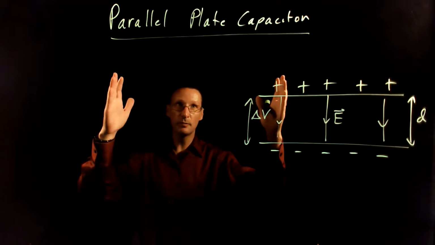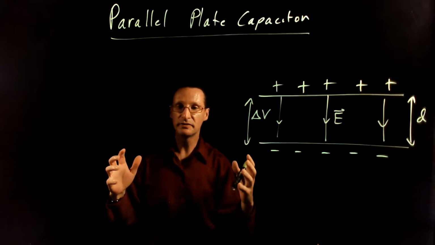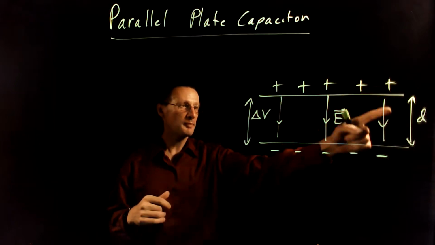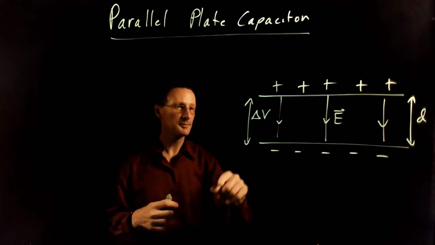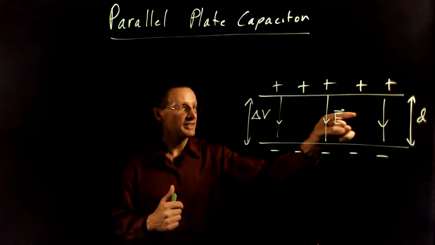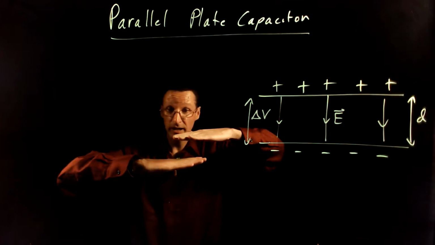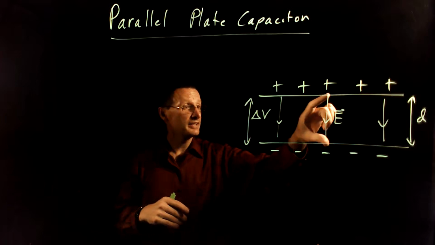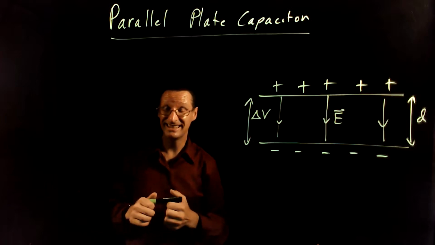Let's talk about parallel plate capacitors. It's such a useful and important example that we should spend a little bit of time with it. Here I've drawn a parallel plate capacitor so you can get a picture. The difference in voltage between the two plates is delta V. The physical separation of the two parallel plates is D. That's going to be in meters. And then the electric field between the two plates is E.